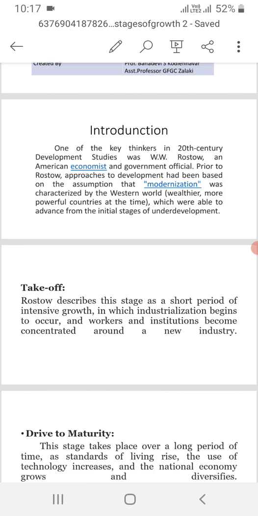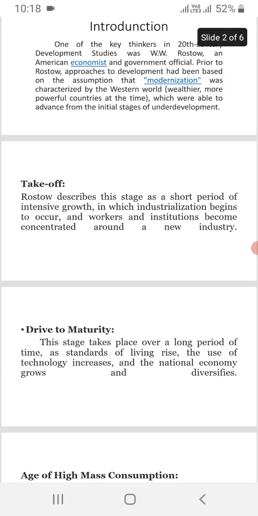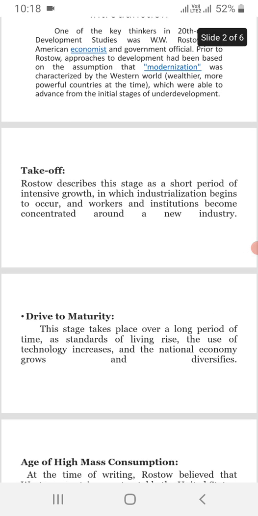Rostow has given some tentative takeoff dates for some countries. Say, for example, Great Britain 1783 to 1802, France 1830 to 1860, Germany 1850 to 1873. In India and China this is 1952, like this. And there are some requirements for this takeoff.